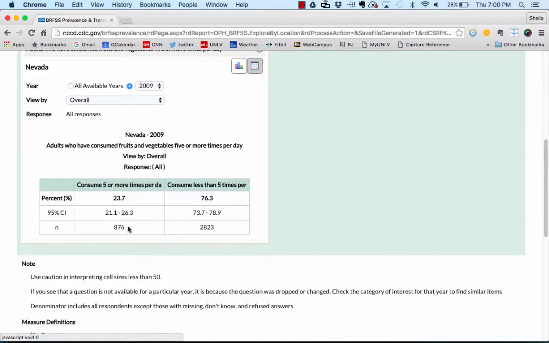The N, which is the actual number of people who responded yes, and the actual number of people who responded no. And then, of course, the 95% confidence interval. This is that statistic you read about in your book. We're basically 95% confident that the actual number of yes values in the population is somewhere between 21.1 and 26.3. But for your paper, all you need is the percentage of people who said yes. You do not have to report both yes and no because they're two sides of the same coin. So just pick one and be consistent.